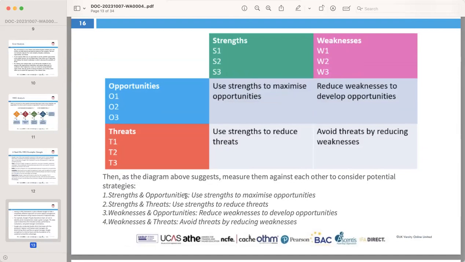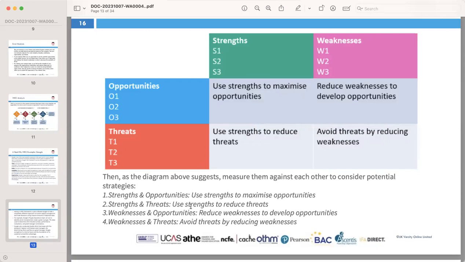The first one is strengths and opportunities: leverage strengths to maximize opportunities. For example, if you have a good distribution network, S1, and an opportunity to increase market share, O1, focus on utilizing the existing distribution channel to enhance product availability, like offering next day delivery.